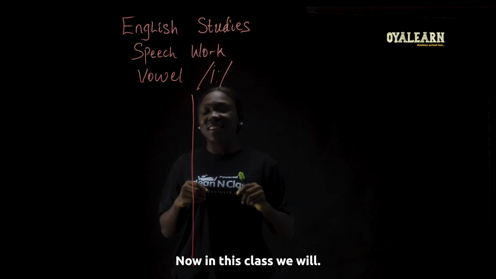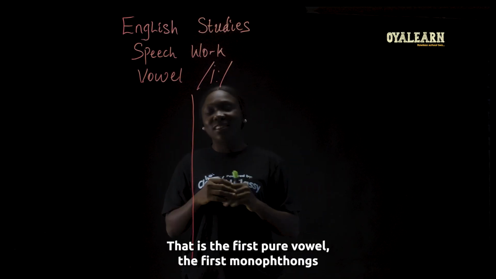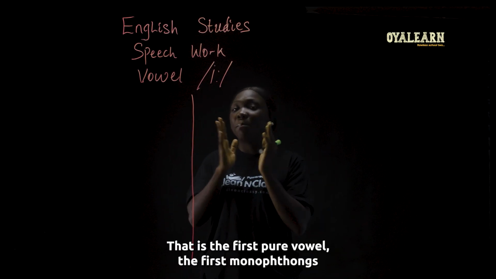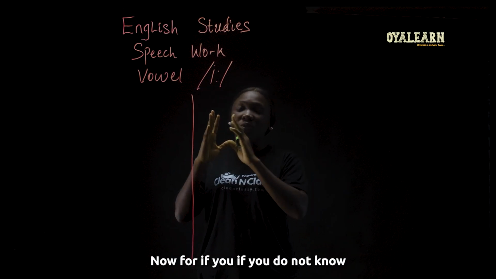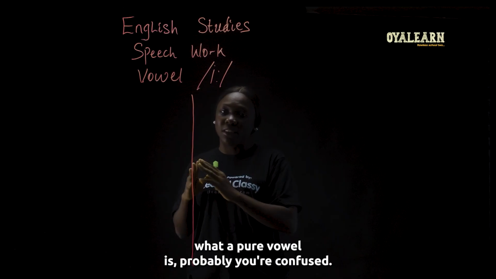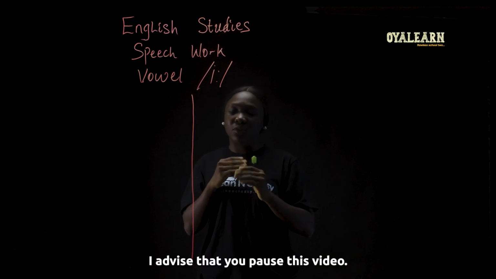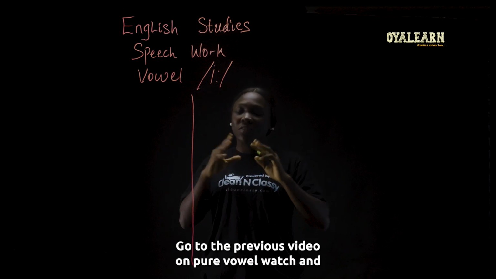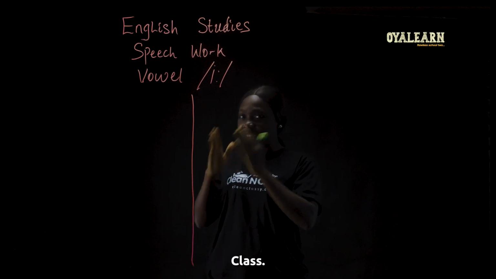Now, in this class, we will be learning the vowel E. That is the first pure vowel, the first monophthong. If you do not know what a pure vowel is, probably you're confused, I will advise that you pause this video, go to the previous video on pure vowel, watch and learn, and then you can continue this class.